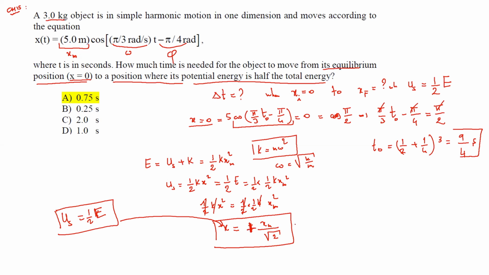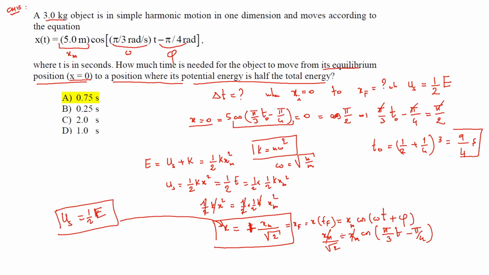Now, this is xf, right? Which is x at tf. So it will give me what? It will give me x max cosine omega t plus phi. And by the way, I know what is xm, so I'll have xm cosine, omega is pi divided by 3, t minus phi is pi divided by 4. And this should be equal to x max divided by square root of 2.